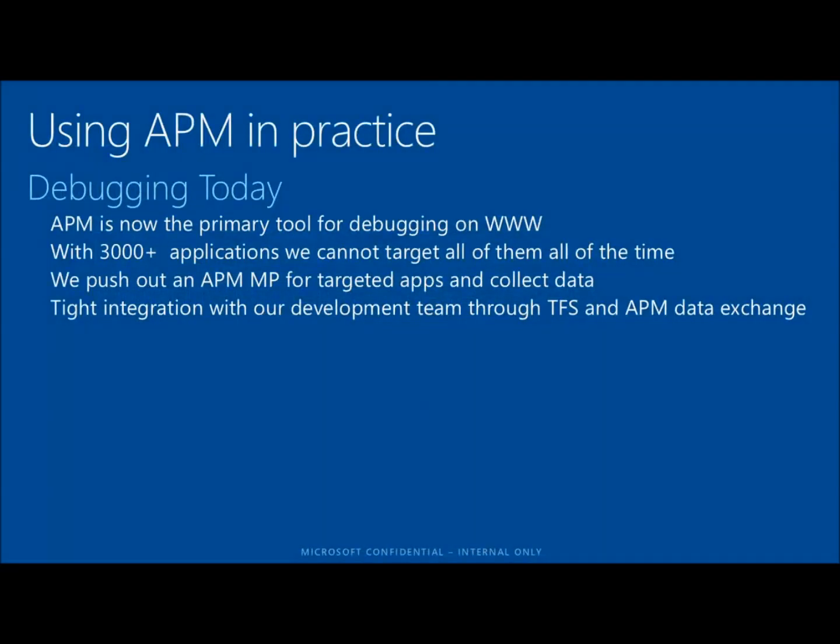Debugging today, with APM out there, APM is now our primary tool for debugging on www. With 3,000 plus applications, we've gone to a model of just sampling. We don't push it out to all of our 64 servers, and we don't push it out for all of the applications. We just target a few interesting apps and only sample on a couple of servers at a time. Since we're a public-facing site, we're very concerned about performance issues, and we don't use any of the client-side performance features either, because we don't want to inject that code out into the pages, and with our load balancing, I'm not sure it would work in that scenario.